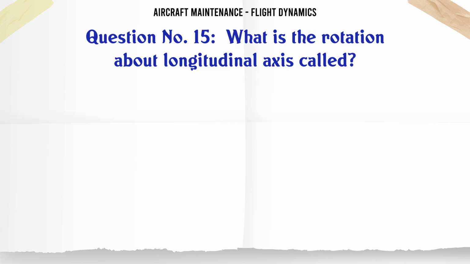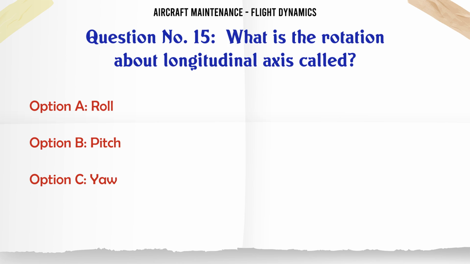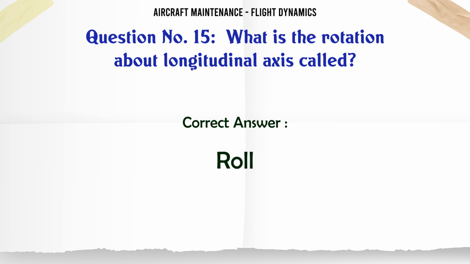What is the rotation about longitudinal axis called? A. Roll. B. Pitch. C. Yaw. D. Jaw. The correct answer is roll.